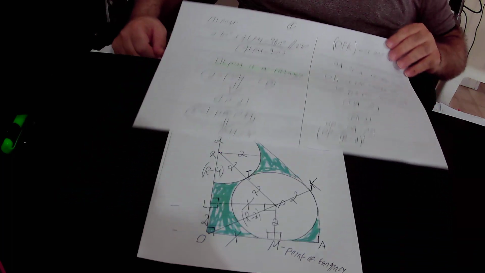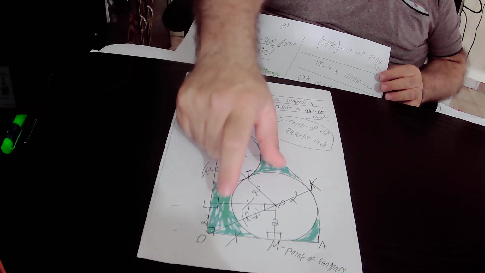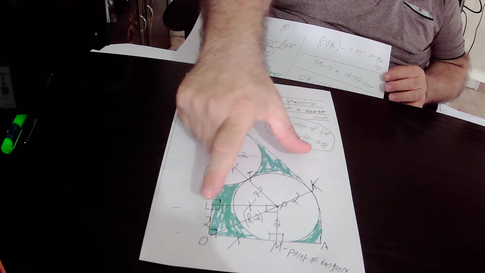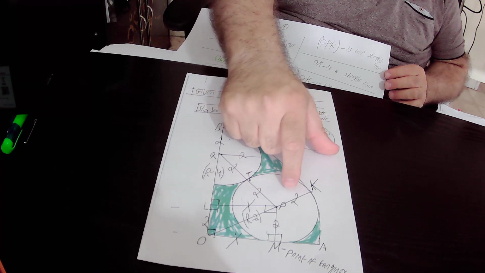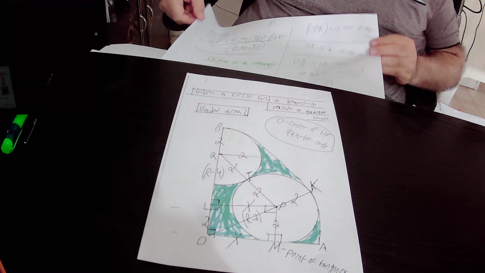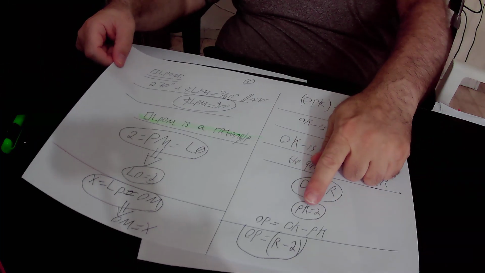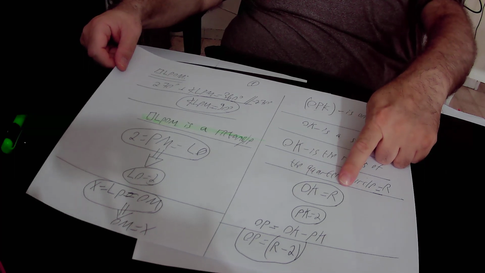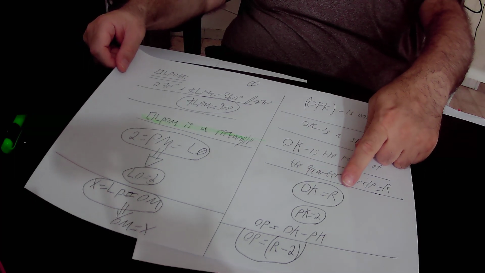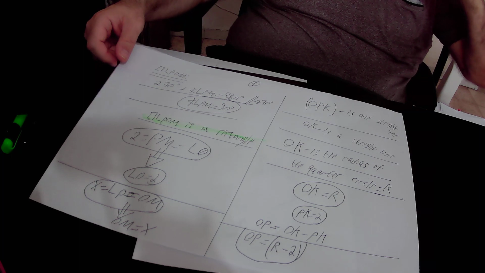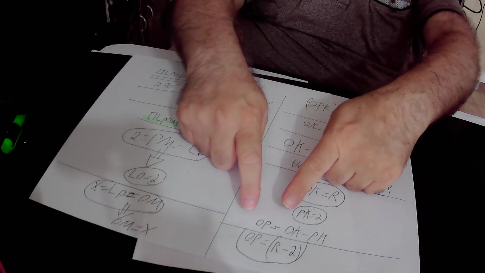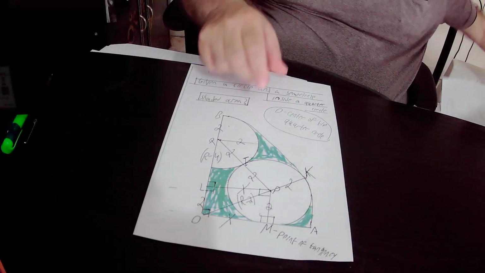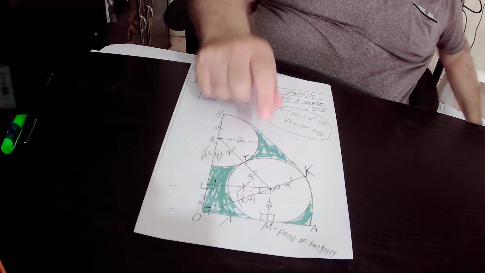Okay, and what is the length of line segment OP? From the drawing it is very easy to see that OP equals OK minus PK. I repeat, OP equals OK minus PK. So OP equals OK, that is capital R, minus PK, that is 2. So in conclusion, line segment OP equals capital R minus 2.